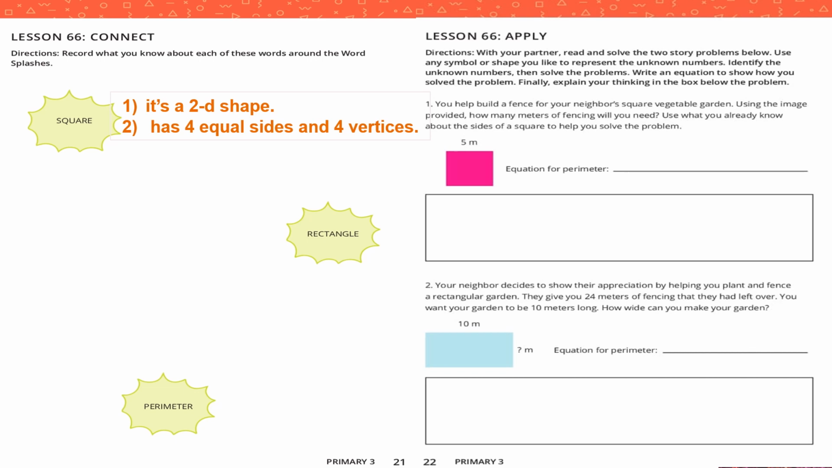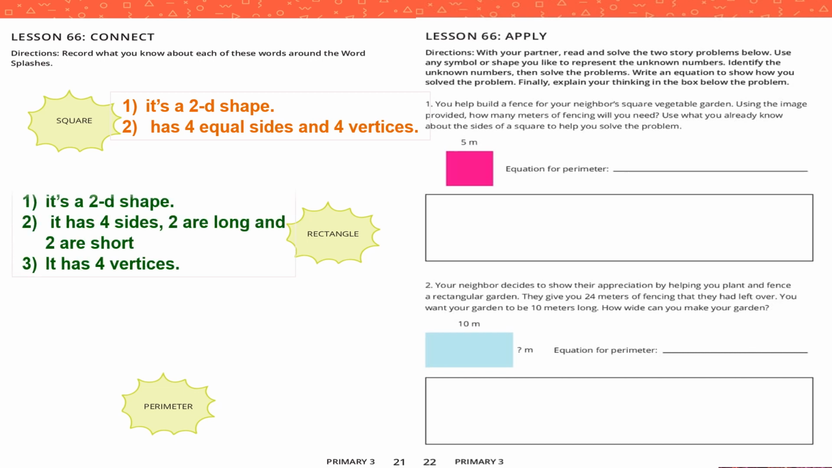The second word, rectangle. What do you know about rectangle? It's a 2D shape. It has 4 sides. 2 are long and 2 are short. It has 4 vertices also. The third word is perimeter. Perimeter is the distance around the shape.